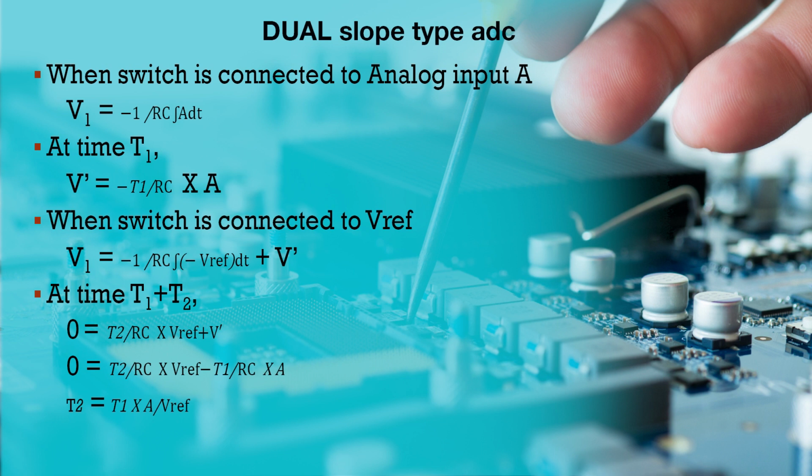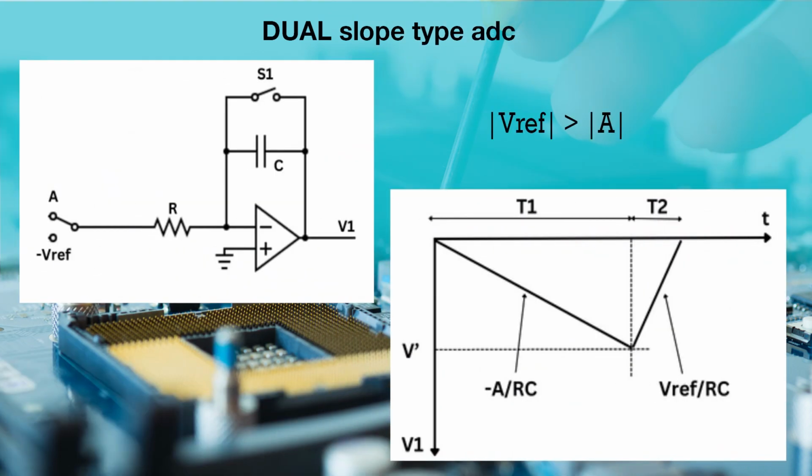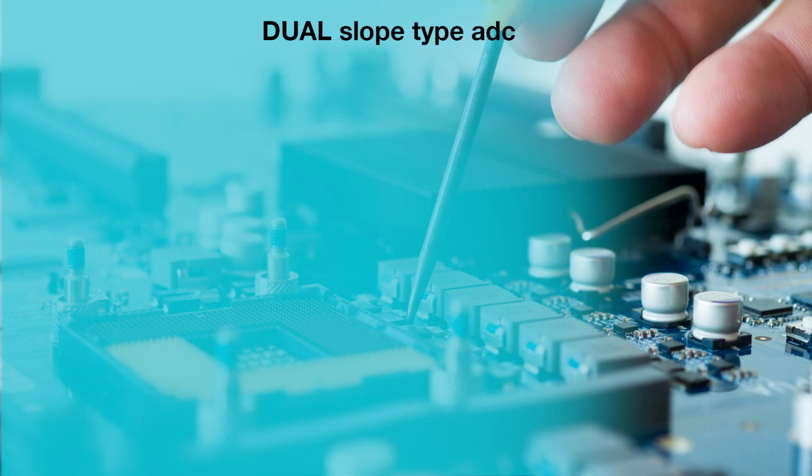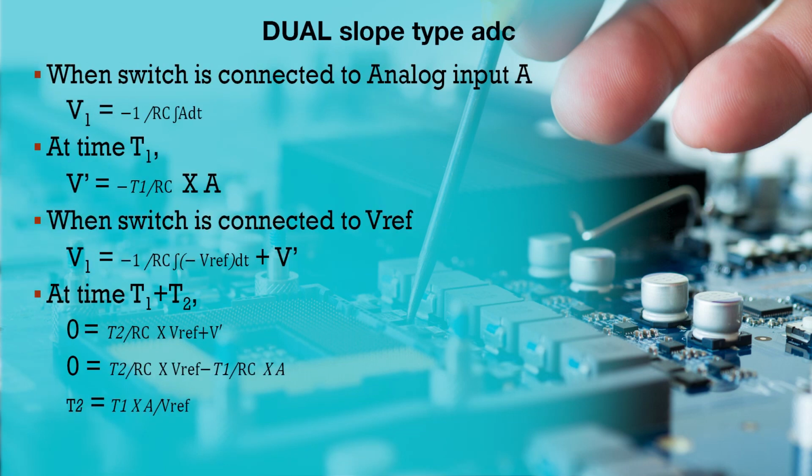At instant t1, this voltage is equal to V dash. We can see this in the plot between V1 and t. So, the mathematical expression at instant t1 will become V dash is equal to minus t1 by RC times A.